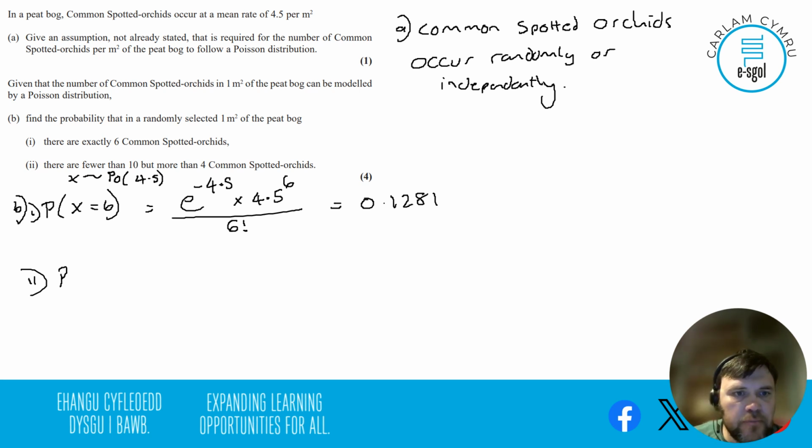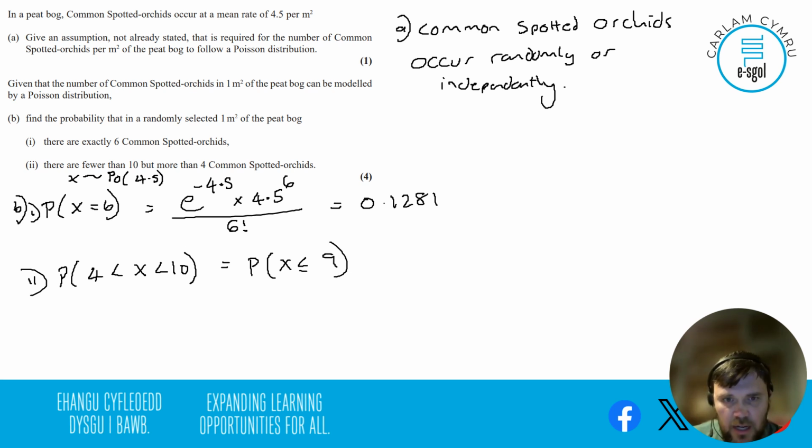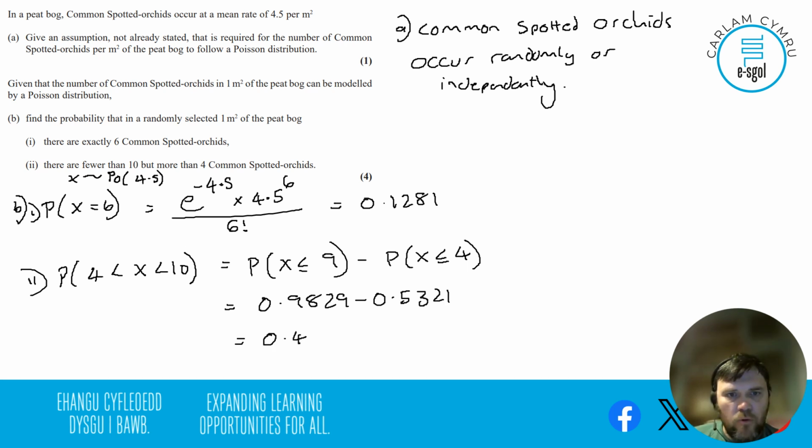That's part 1. Part 2, there are fewer than 10 but more than 4 common spotted orchids. So the probability that there are fewer than 10 but more than 4, so 4 < X < 10, which would then be P(X ≤ 9) minus P(X ≤ 4). And again, I would expect you to be able to pick these up either on the tables using lambda equal to 4.5 or using a calculator. So it'd be 0.9829 minus 0.5321, which gives us 0.4508. And that's that question done.